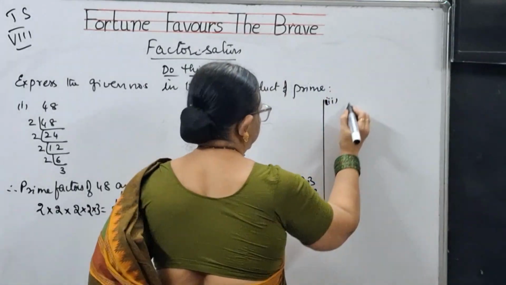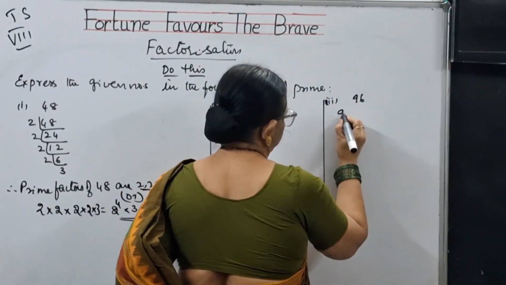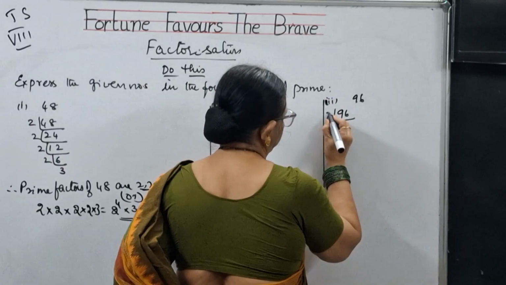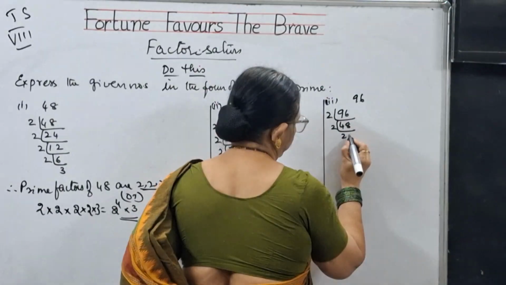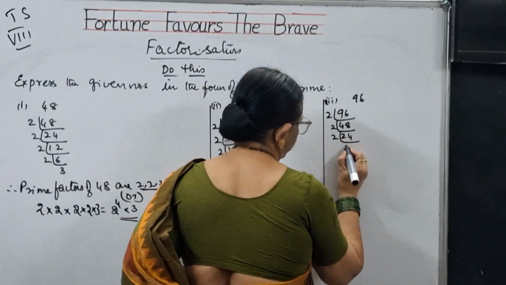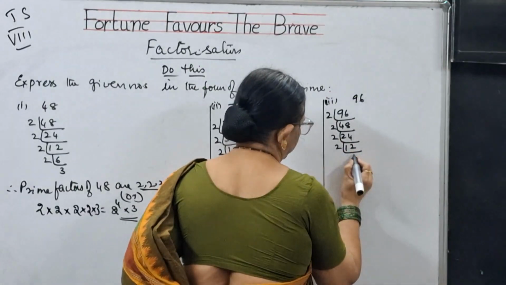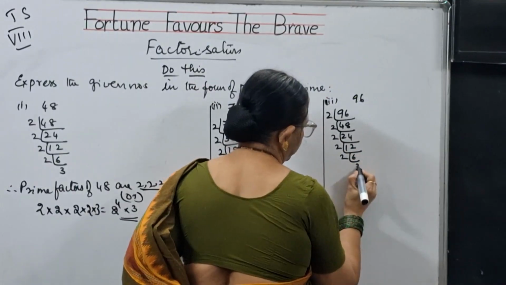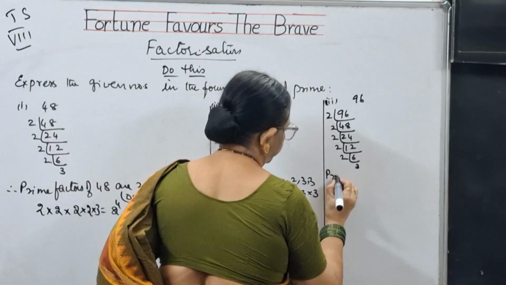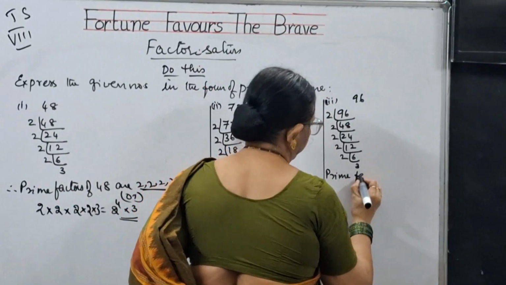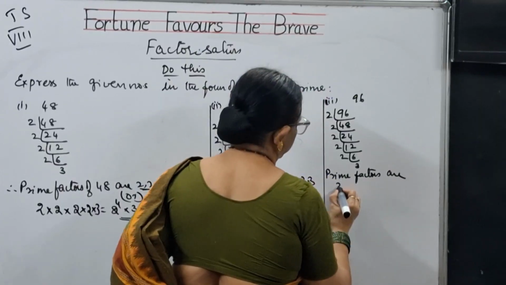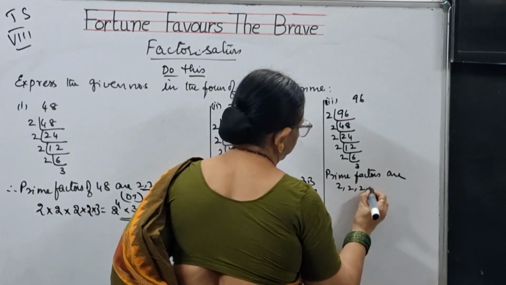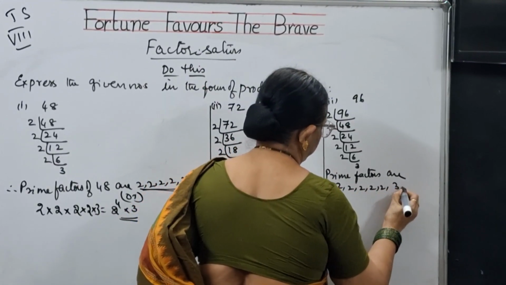Third bit, 96. So take 96 again with 2. 2 fours are 8, 2 eights are 16... 2 twos are 4, 2 ones are 2, 2 sixes are 12, 2 threes are 6. So the prime factors are 2, 2, 2, 2, 2, 3.